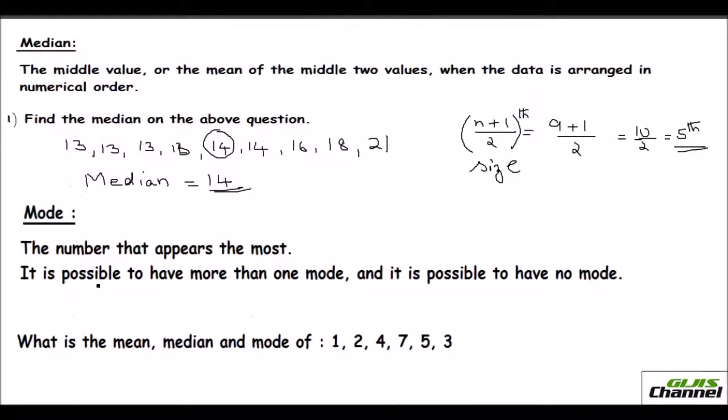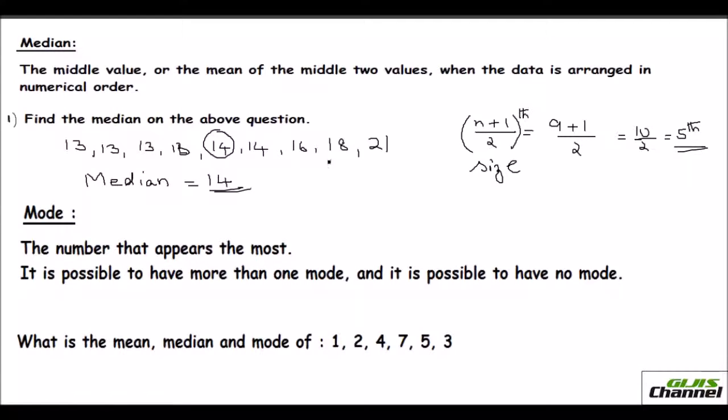Now the next measure of central tendency is mode. Mode is nothing but the number that appears the most, which is the number which has been repeated frequently. In this set of numbers, if you just look at it, you know that 13 is repeated 4 times, right?